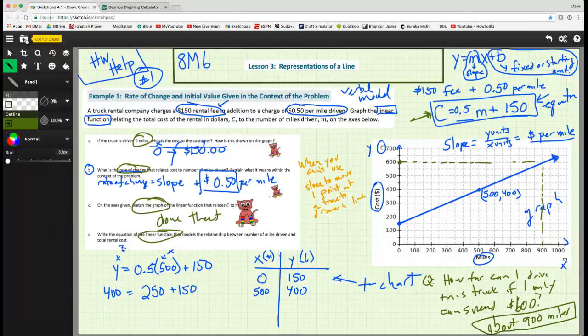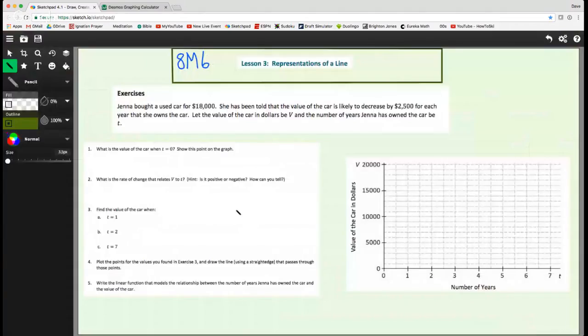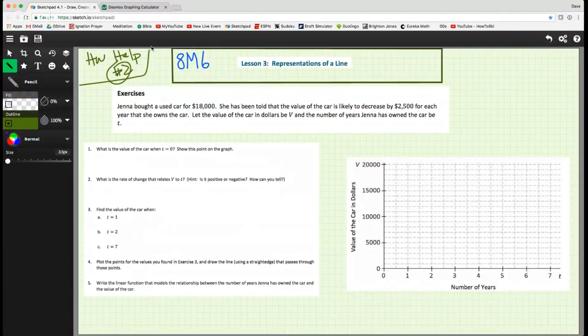Okay, so let's move on to question number 2, and it's going to be a lot like number 1 with a few different questions. So this is a homework help. Number 2. In this case, we have Jenna, who bought a used car for $18,000. So that's right now times 0. She has been told that the value of the car is likely to decrease $2,500 for each year she owns the car. So let's look at that.